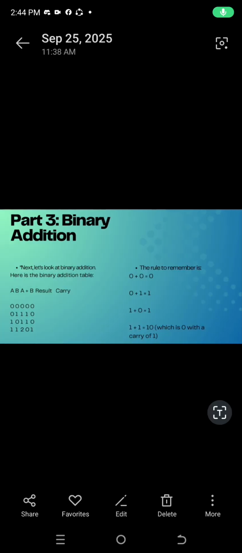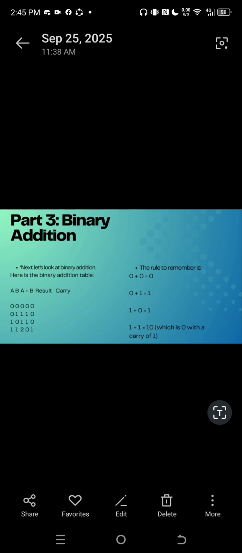And next, part 3, binary addition. Next, let's look at binary addition. Here is the binary addition table: A plus B, result and carry. And the important rule we must remember is: 0 plus 0 equals 0, 0 plus 1 equals 1, 1 plus 0 equals 1, 1 plus 1 equals 10, which is 0 with a carry of 1.